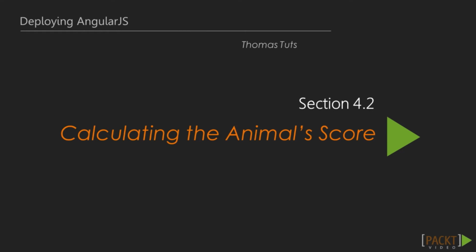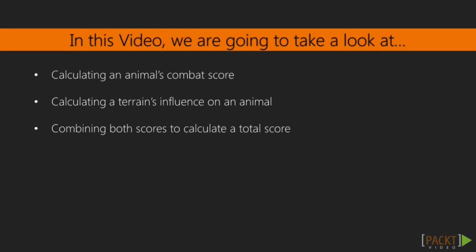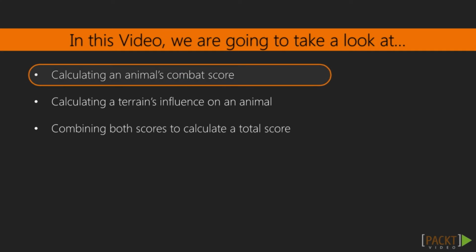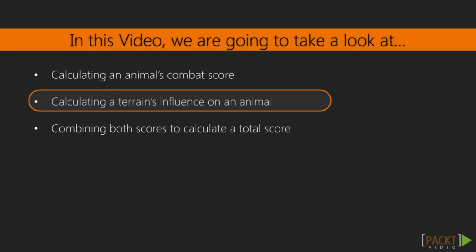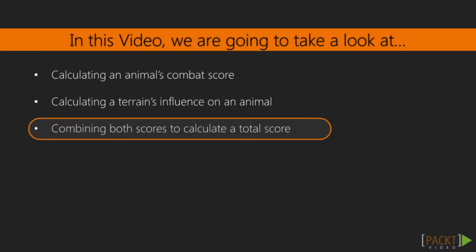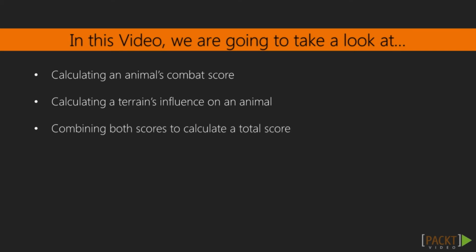Welcome to the second video of section 4 on building the arena. In this video, we're going to take a look at how to implement the algorithm to determine an animal's total score based on its own stats and the stats of the terrain. First, we're going to calculate an animal's combat score. Afterwards, we'll determine what the influence is of the terrain on the animal. And lastly, we're going to combine those two calculations to get a total score. The winner is going to be determined based on that score.